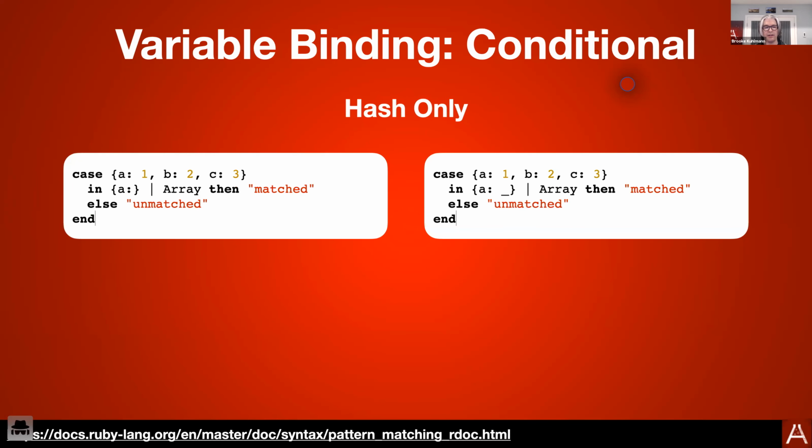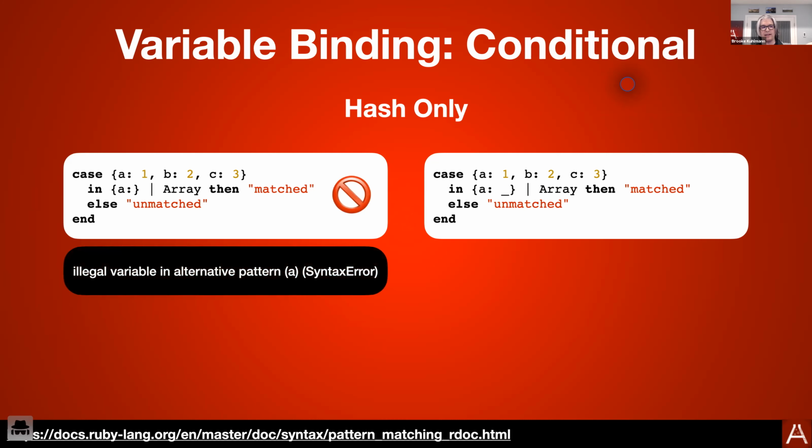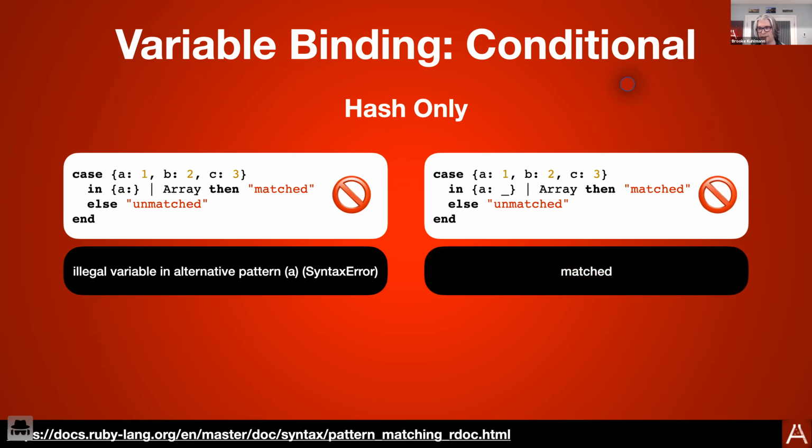So in the case of hashes, there's something else I want to point out as well. You can try to do a conditional where you have the A key and then you want to do an array, but this will actually give you an illegal variable syntax error. You can't do this. This is illegal Ruby code. But you can get away with doing this, where you put the A key and then you just don't care what the value is by using an underscore.